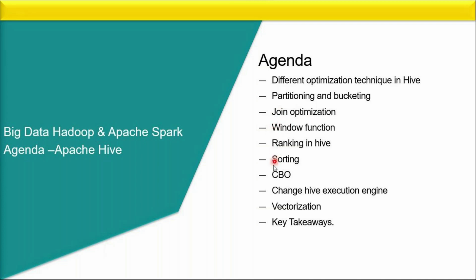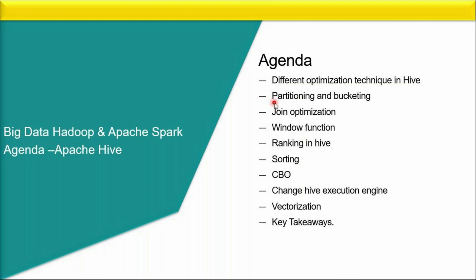Then window ranking, sorting, CBO, changing the Hive execution engine, and vectorization. These are nothing but syntactic sugars. These are the optimization techniques that we have inside Hive, and they provide you certain gains and make your life easy. So these are certain other optimization techniques. Today we will focus on partitioning and bucketing.